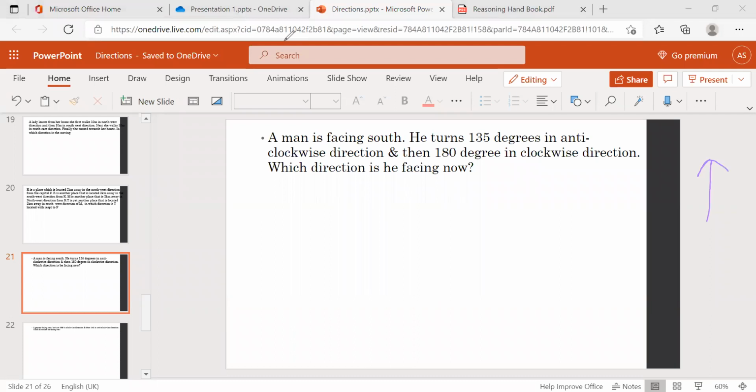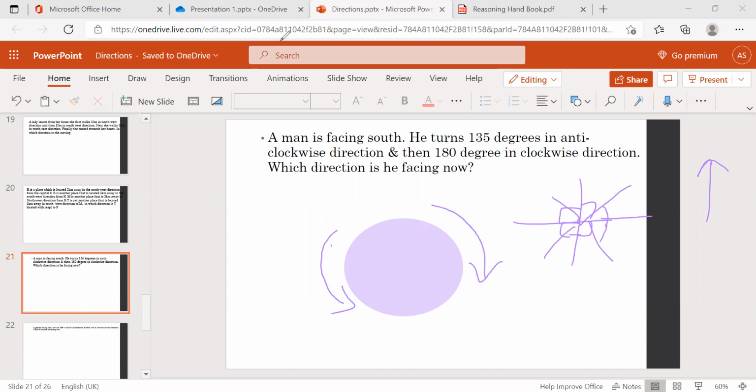This is nothing but clockwise. This is nothing but anti-clockwise. First of all, think, and we have the degrees. This is 90, 90, 90, and 90, right? And in between, this is 45, 45, 45, 45, 45, 45, 45, and 45, right?